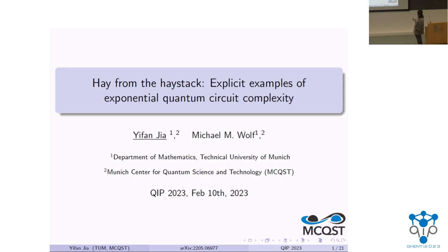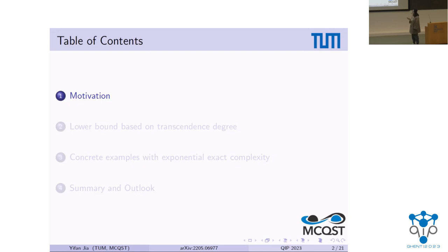Today I would like to tell you something about how we are trying to approach this haystack problem, namely we are trying to find explicit examples of exponential quantum circuit complexity. A lot of people remember this paper, it's called haystack. First I want to convince you why this is a hard problem.